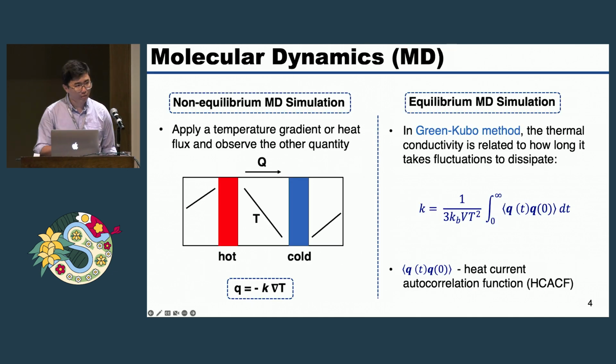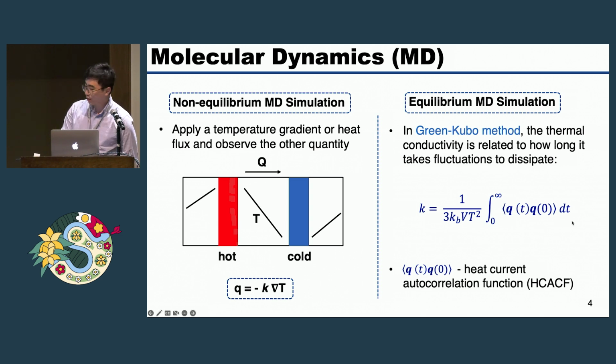I'd like to briefly talk about the methodology we use to calculate the thermal conductivities. There are two branches of MD simulation to calculate heat transport. The first one is non-equilibrium MD simulation. The concept is very simple. You apply two thermostatted regions at both ends of the simulation box. Then you calculate the temperature gradient, and you can apply this equation to calculate the thermal conductivity.